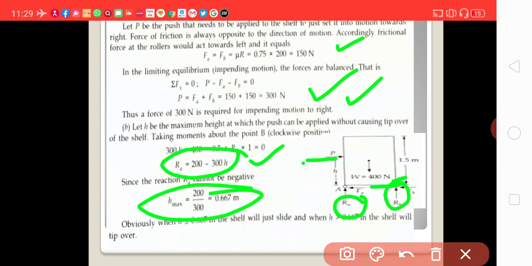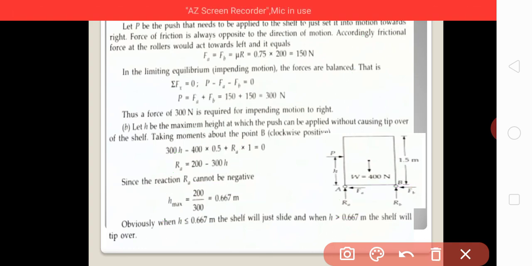Obviously, when h is less than or equal to 0.667 meter, the shelf will just slide, and when h is greater than 0.667 meter, the shelf will tip over or topple about point B.